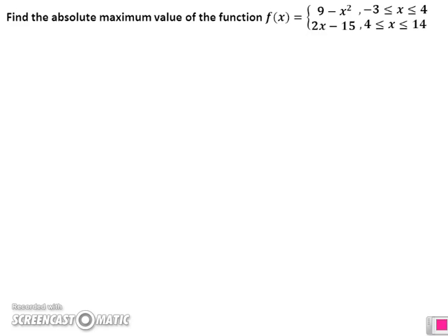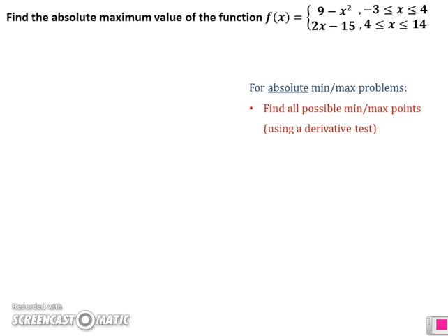Now, when you're asked to find absolute min or max problems, you have to do 2 things. First of all, you find all possible minimum or maximum points. That's using a derivative test. First derivative test, which is where you set the derivative equal to 0, make your sign chart, and look for a sign change. Or use a second derivative test, which is where you find the critical points and plug them into the second derivative and check the concavity and see if it's concave up or concave down, telling you if it's a min or max. I like that better a lot of times.